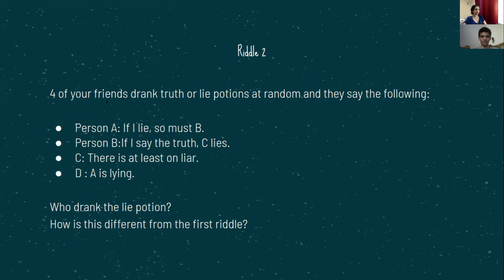So the second riddle, it says the same idea: four of your friends drank the truth or lie potions at random, and they say the following. Person A said the same statement: if I lie, so must B. C said the same statement: there's at least one liar. And D says A is lying. So the only difference is that person B this time made a claim, and this claim is if I say the truth, then C lies, or B implies not C.